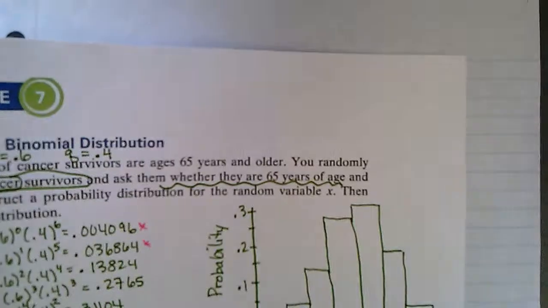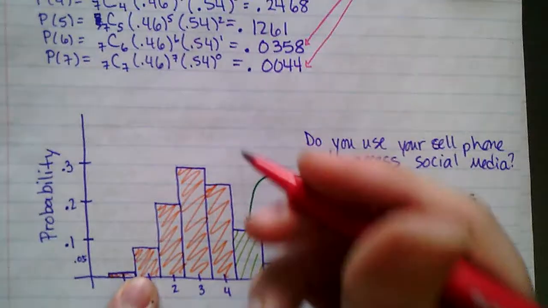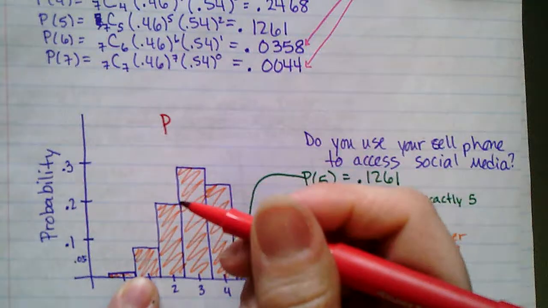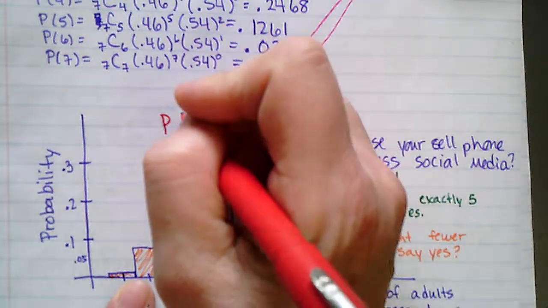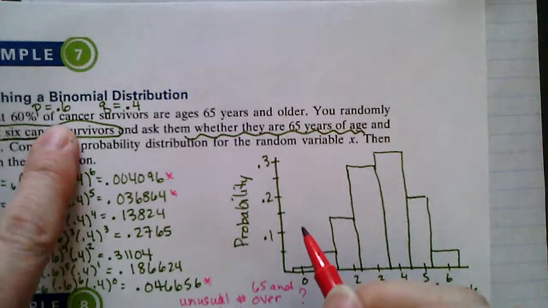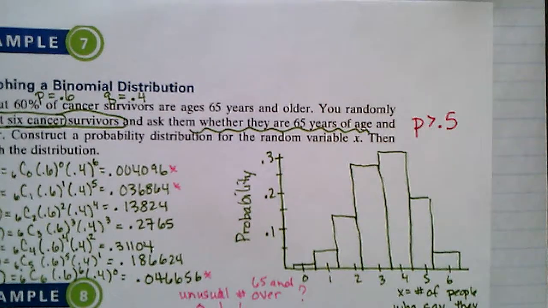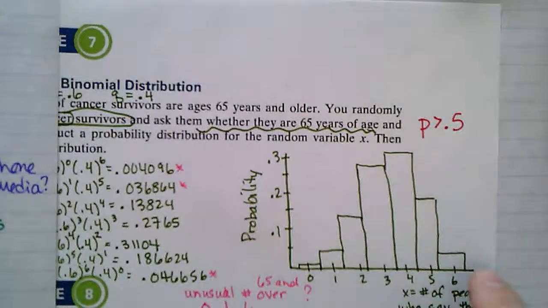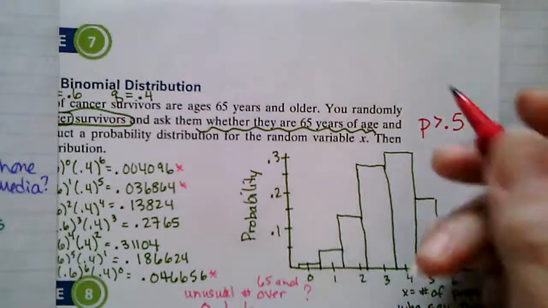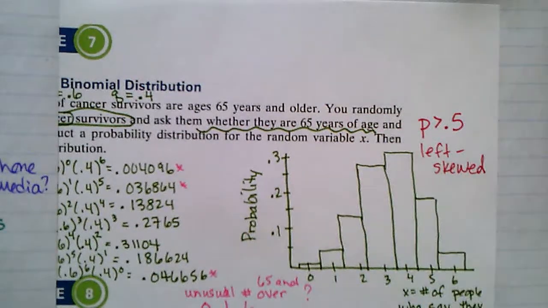So if we look at the distributions that we've just made, we made this one, and a moment ago we made this one. On this particular probability distribution, our probability of success was 0.46, so probability was less than 0.5. On this one, p was 0.6, so p was greater than 0.5. And if we look at our tails, you can kind of tell on this one that the left tail is longer. So this gives us a left skewed graph.